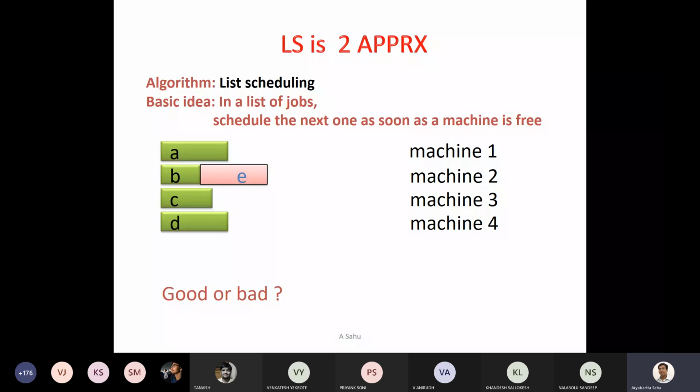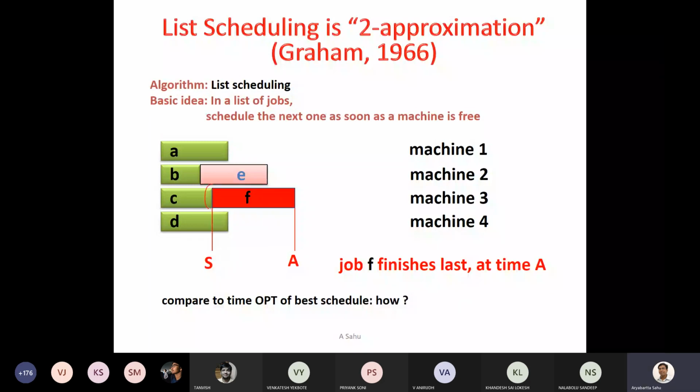What we are saying is order the tasks arbitrarily. The basic idea is, given a list of jobs, schedule the next one as soon as a machine is free. Suppose this is the current load, and there are 2 tasks, E and F. E is least loaded, so that's why we are putting E here. And for the next one, in this case with machines 1, 2, 3, 4, machine 3 is lightly loaded, so that's how we are putting F here. Suppose F is the last task and E is the last but one.